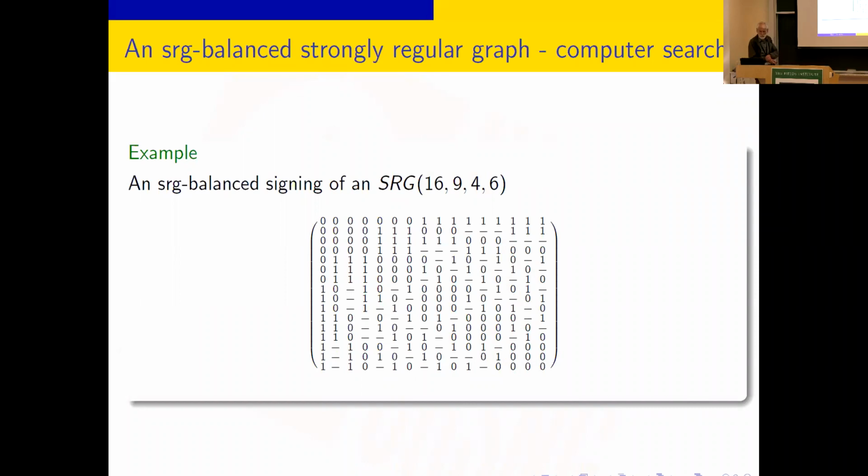Here is the result of the complete research. We had 16, 9, 4, 6, and it just so happens that it is signable. We actually checked all other ones with different mu and lambda for the strongly regular graph, but they weren't signable.